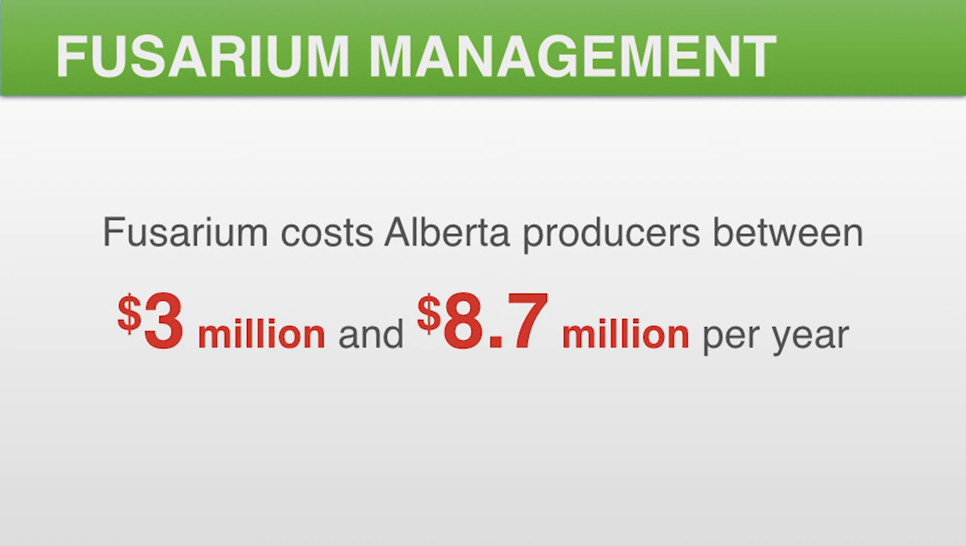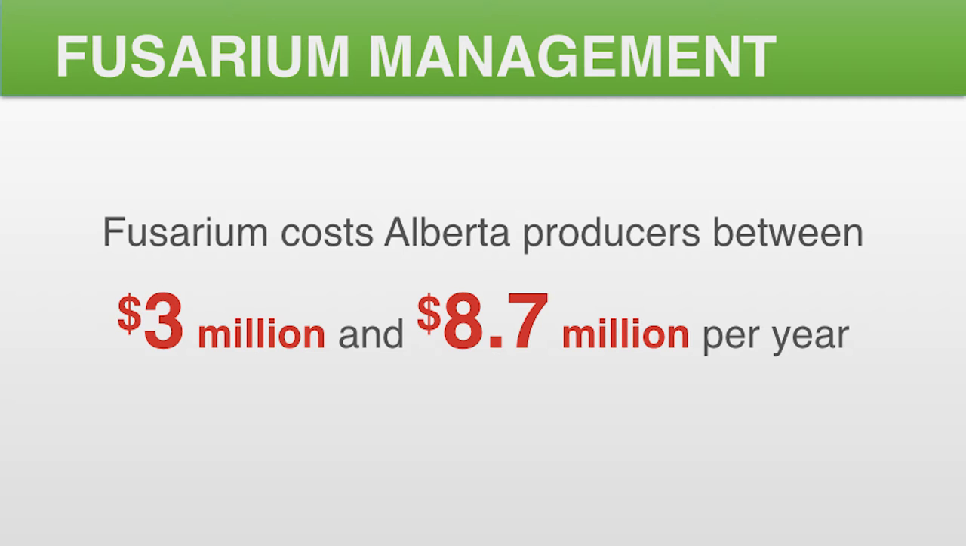Fusarium head blight costs Alberta producers between $3 million and $8.7 million each year. These losses are primarily due to yield loss and downgrading. The large difference between $3 million and $8.7 million per year is because the Fusarium situation is never exactly the same one year to the next.